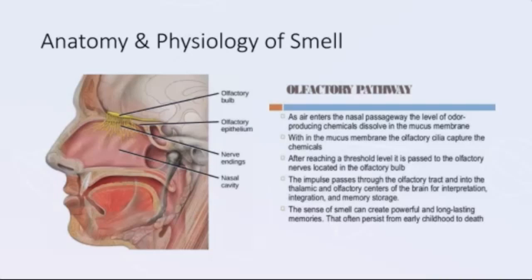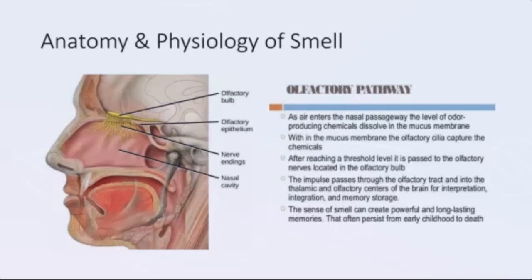So this is what we call the olfactory epithelium, and it's found on the roof of the nose. And then the olfactory nerve moves from there into the brain, where the sense of smell is interpreted. So, what is the physiology of smell? Again, there's this thing that is the same always.